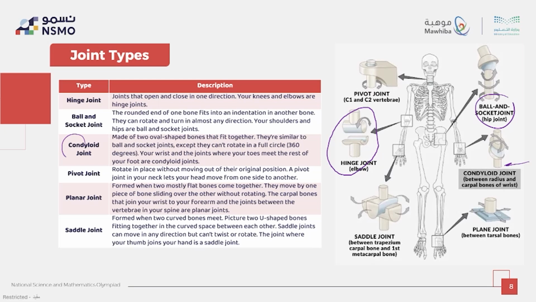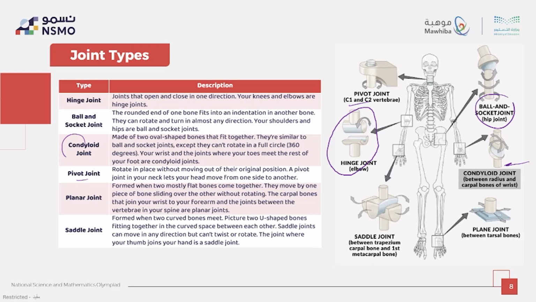This one moves in different directions but cannot rotate fully. Move on to the pivot joint. That's the pivot joint. It allows rotation around a single axis.